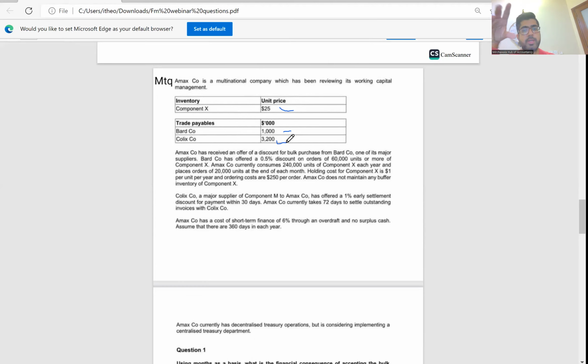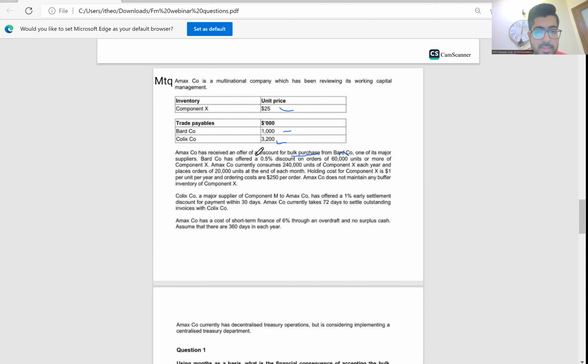Okay, so Amex is a multinational company. It has an inventory component X. Its price is 25. It has to pay two payables, one to BART company, 1 million, and one to Colex, 3,200. Amex has received an offer of a bulk discount for bulk purchases from BART company. Now, bulk purchase discount is EOQ, economic order quantity. Early settlement discount is creditor management, whether to accept the discount or not.